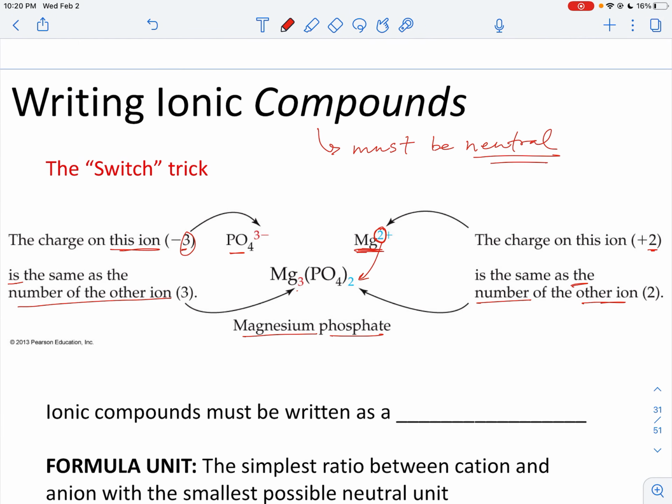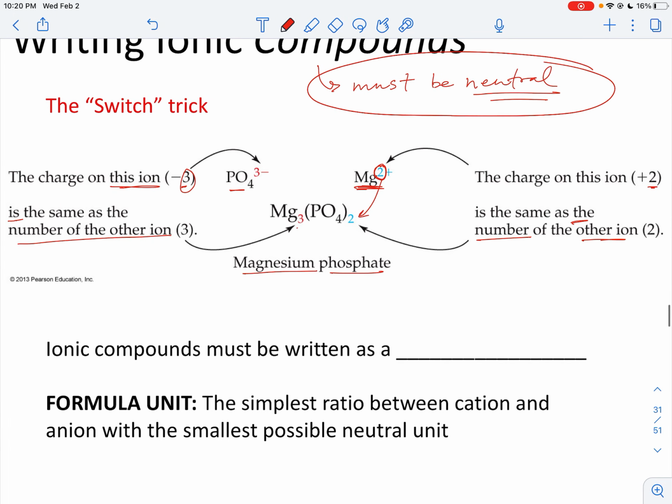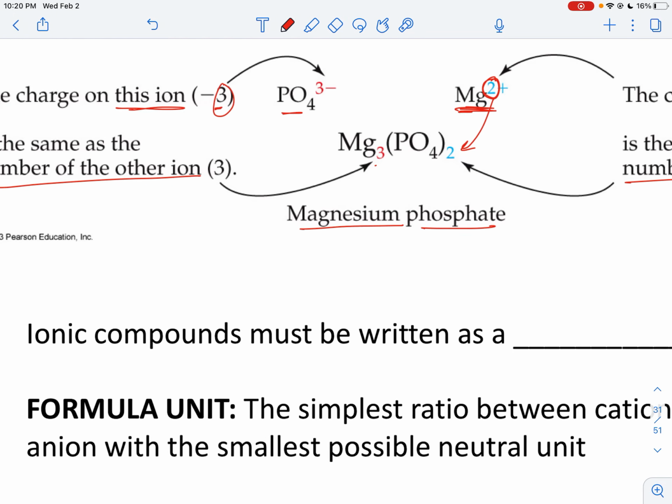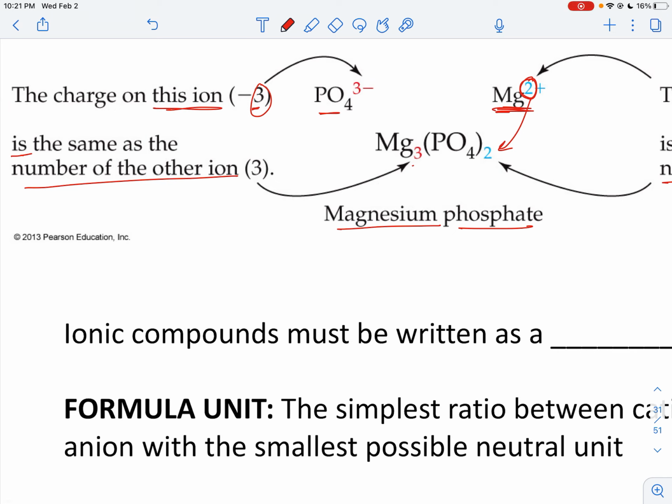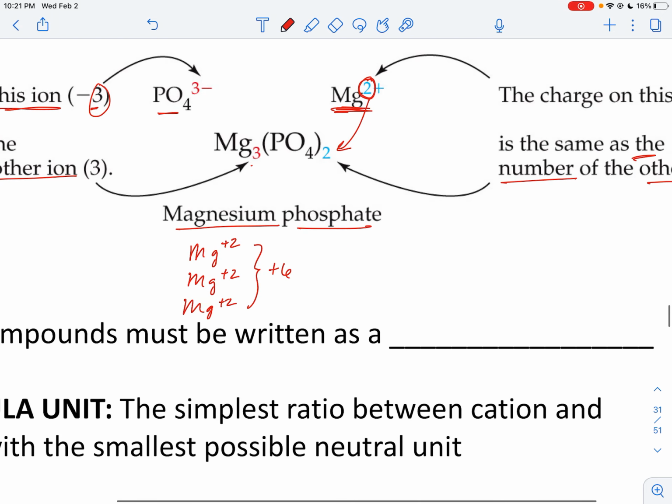So let's see if this matches what we said about our compound being neutral overall. Here's what I'm going to do. If we have 3 magnesiums, that's like saying we have this. I'm going to just write all of them out. We've got Mg2+, another Mg2+, and another Mg2+. We've got 3 of them, and each one has a +2 charge. Now overall, how much positive charge is that? +2, +2, and +2. That's +6 overall, right?